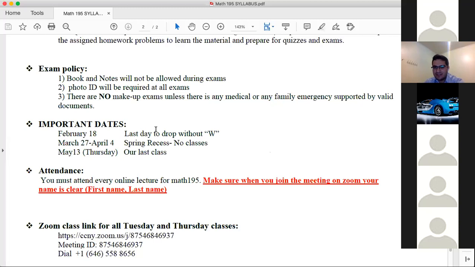So is it clear for the exam policy? You cannot open any notes or books during the exam, please.